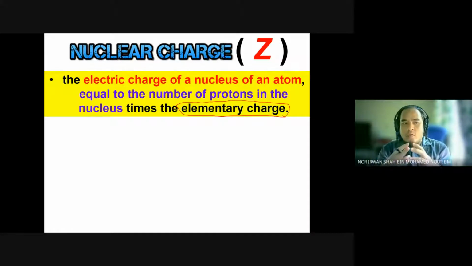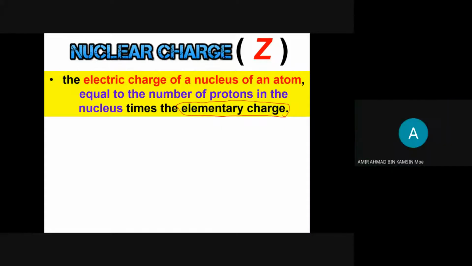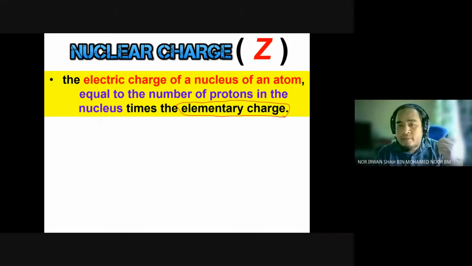Okay, right now kita tahu apa dalam nucleus, guys? What's inside the nucleus of an atom? Someone please tell me what's inside the nucleus of an atom? Protons and neutrons kan? Protons and neutrons. Okay, neutrons dia adalah tak ada charge kan? Yang ada charge actually adalah protons because protons carry positive charge.